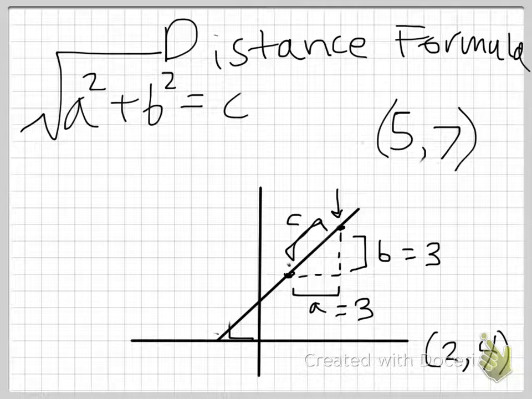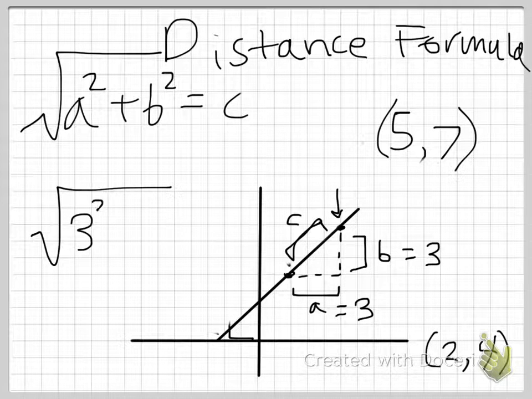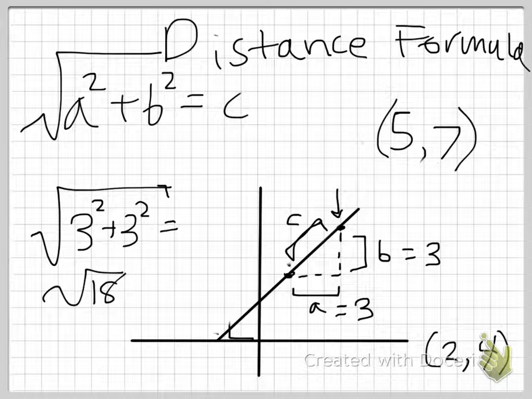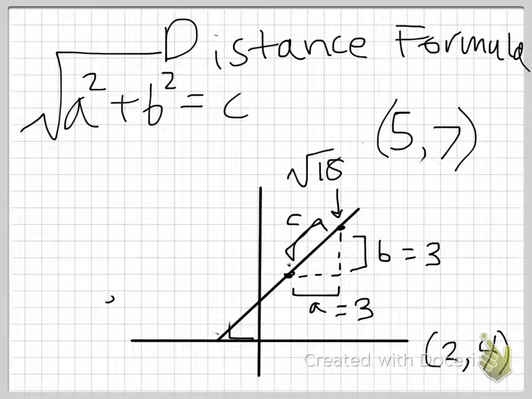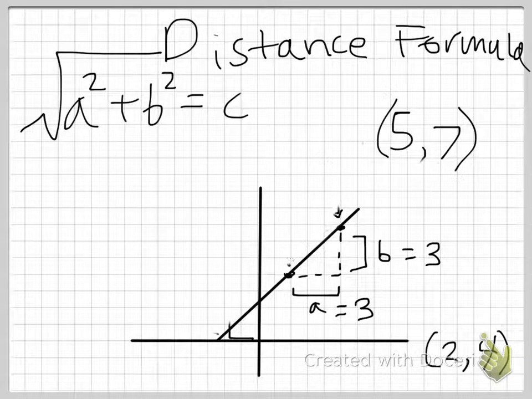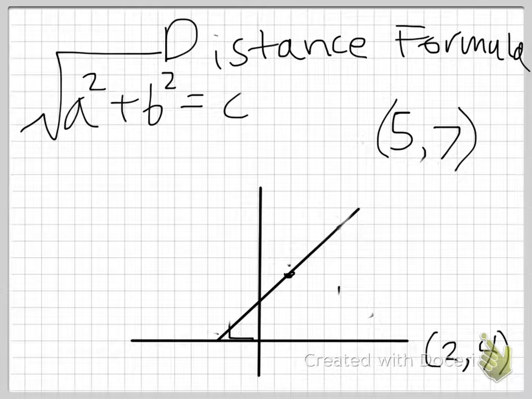So now we can just use the Pythagorean theorem to figure out what c is. It's the square root of 3 squared plus 3 squared, which equals the square root of 18. So the distance between these 2 points is the square root of 18. Let's do another example, except with 2 different points.